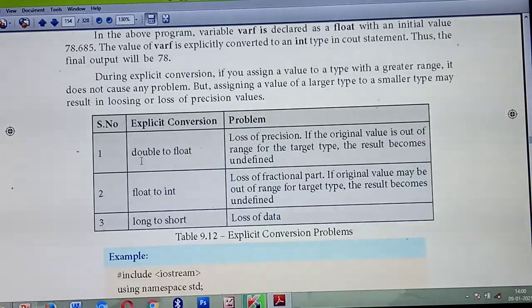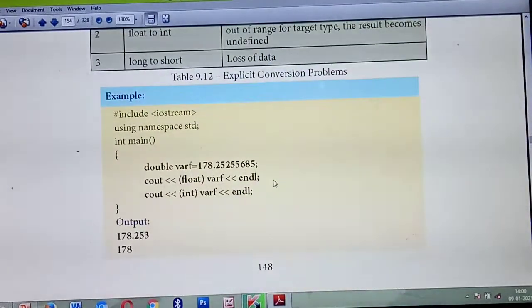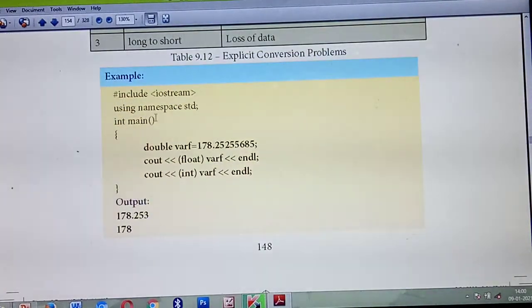See this, listen. This is an expression: double to float. If you convert double to float, double has a higher range, isn't it? Converting double to float means you can lose some values from the original values. Float to int is a larger type to a smaller type, so here also you can lose the fractional part, and you can't get the original value. Long to short also has a loss of data. So if you do these three conversions, you can lose data. Understood?